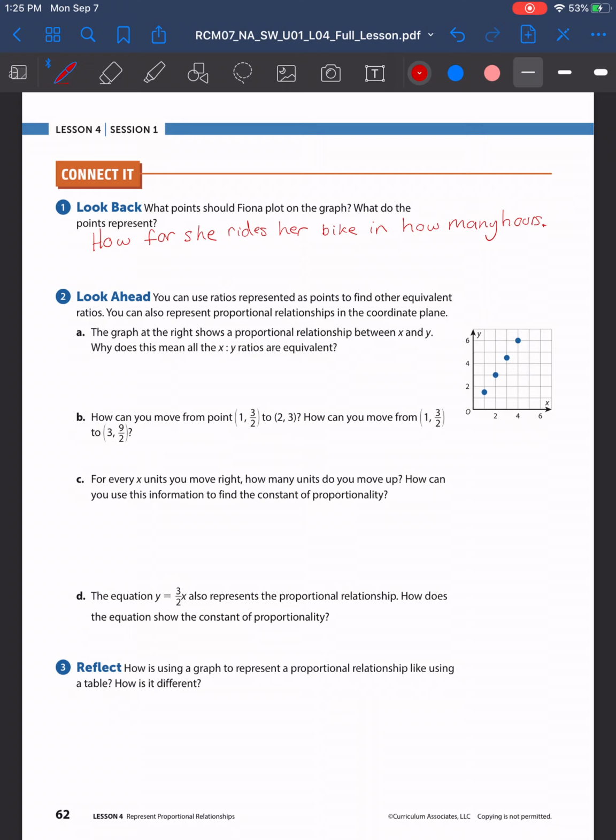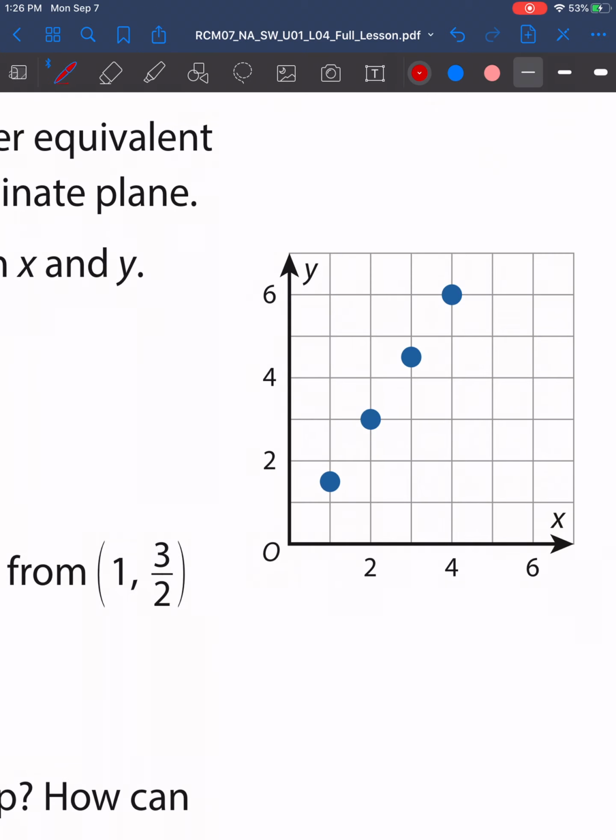Why does this mean all the x to y ratios are equivalent? Well, if it's a proportional relationship between two quantities, it means that the ratios are equivalent. So if they're telling me that it is a proportional relationship, then I know the x's and the y's are equivalent as well. So let's go ahead and prove this. I'm going to go ahead and write the coordinates for all of these.